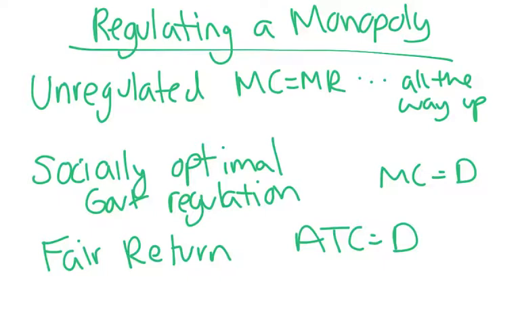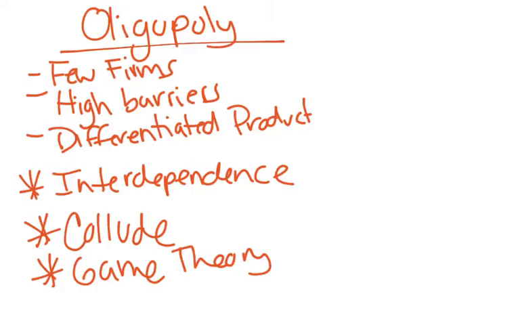We have natural monopolies out there, like TECO, because of the high cost of barriers to entry. So the next portion is the oligopoly. They have few firms that control major shares of the market. It's very difficult to enter, and they have differentiated products.